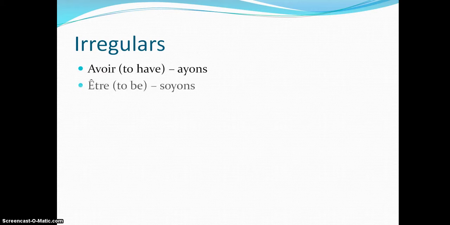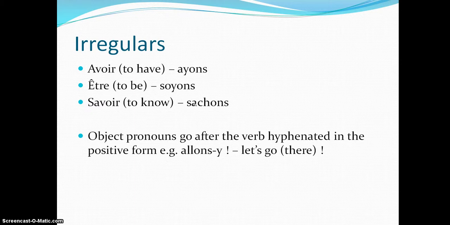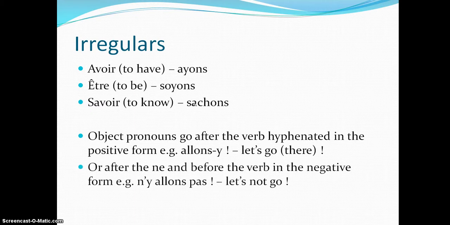Okay, irregulars like the others. Avoir, to have, goes to ayons. Être, soyons. Savoir, sachons. And object pronouns like before go at the end if it's a positive. Allons-y, let's go there. And before it if it's in the negative. N'y allons pas.